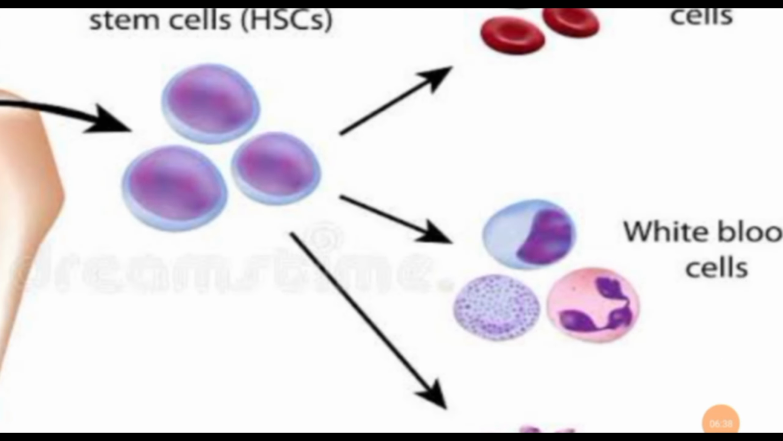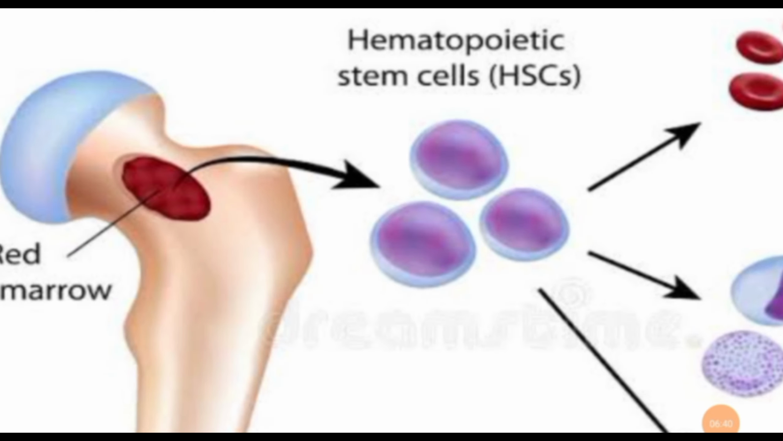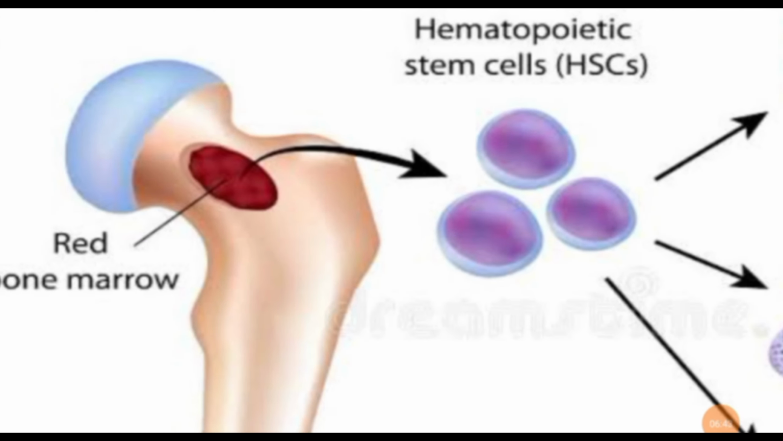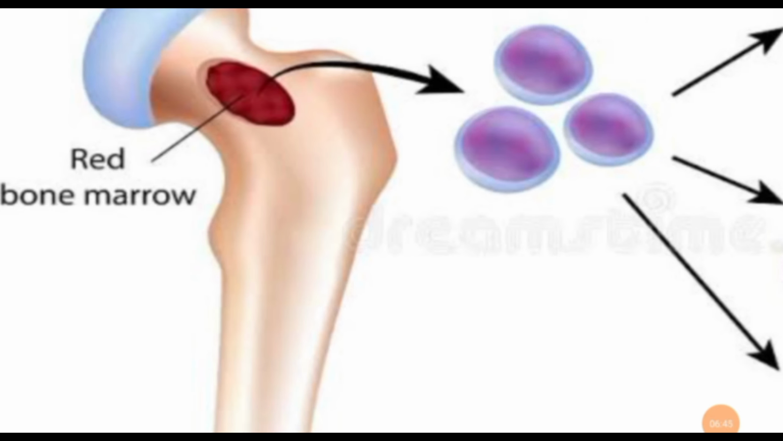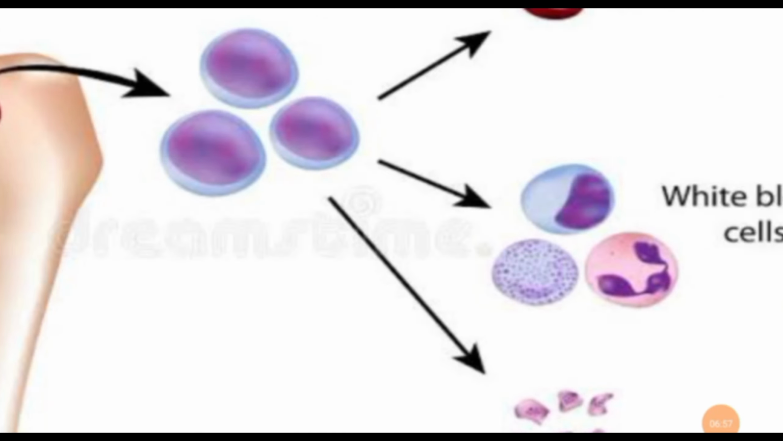Now these cells come together to form what we call the red bone marrow. Your bone marrow is called a tissue, because it is a combination of more than one cell.